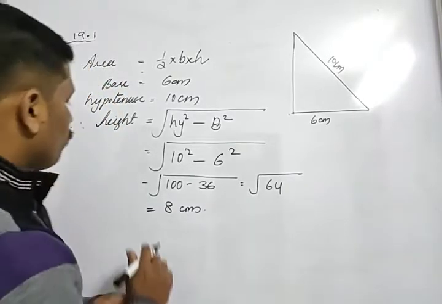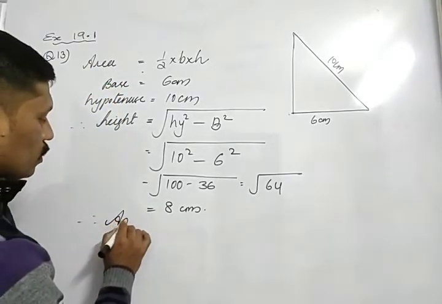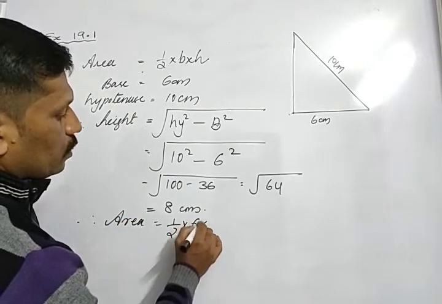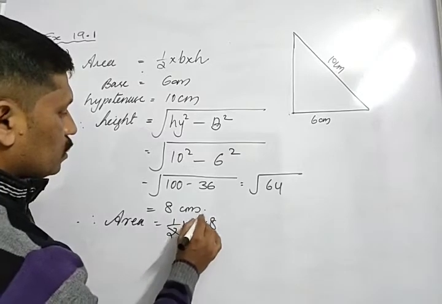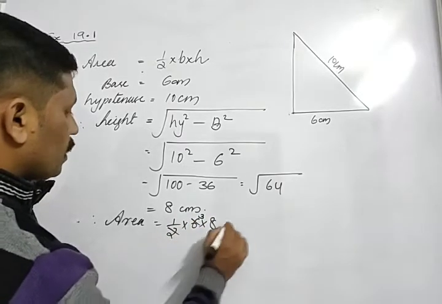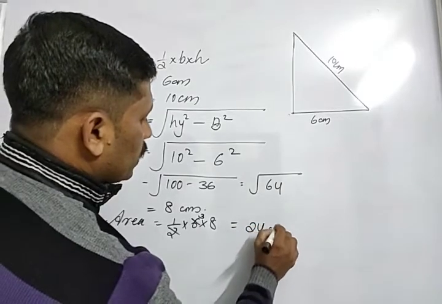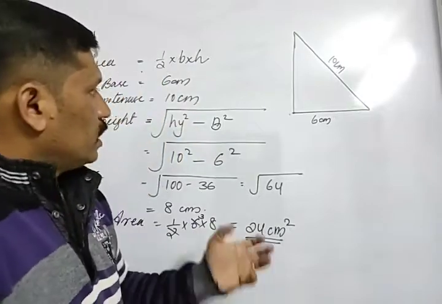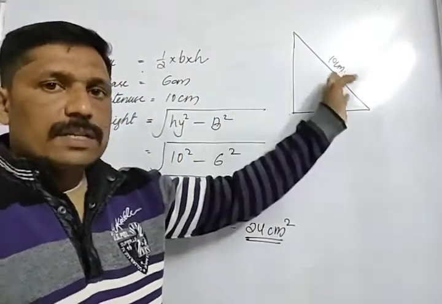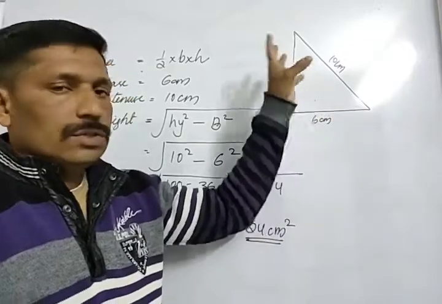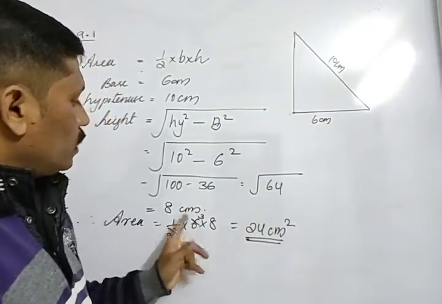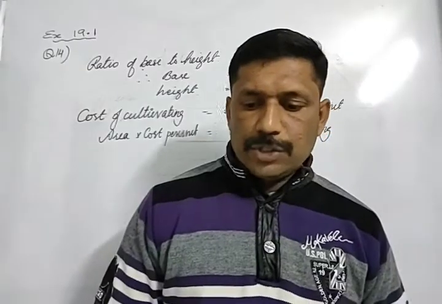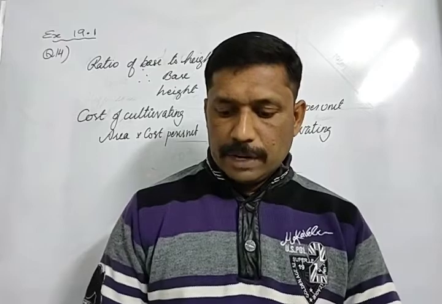If we know the height, then we can find out the area. Therefore, area is equal to half into base 6 into height 8. That means 3 8s are 24. So area is equal to 24 centimeter square. So the area of this triangle is equal to 24 centimeter square. So students, here we were given the hypotenuse and the base. Using hypotenuse and base, we found the height, and after finding the height, we found the area of the triangle.